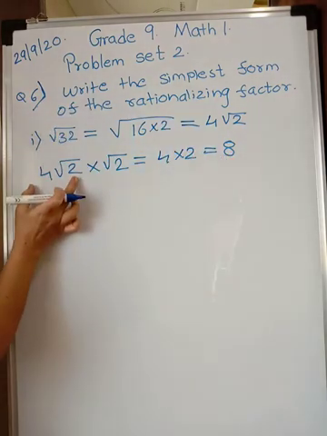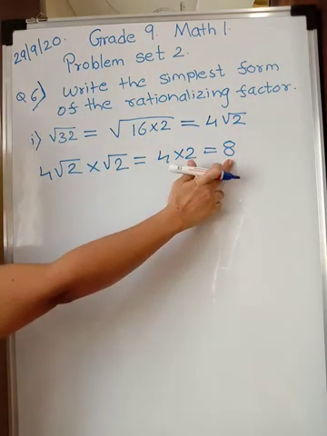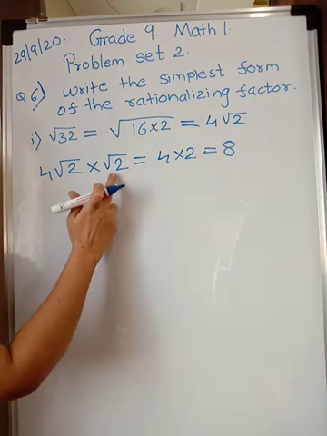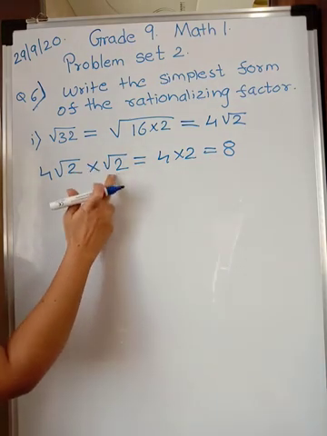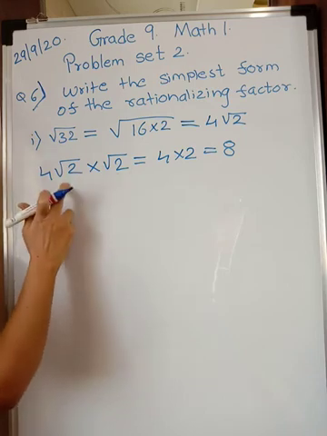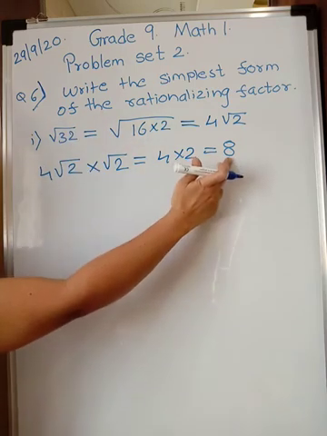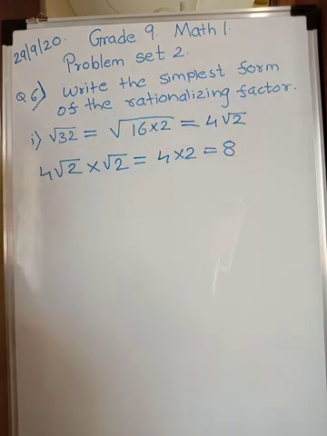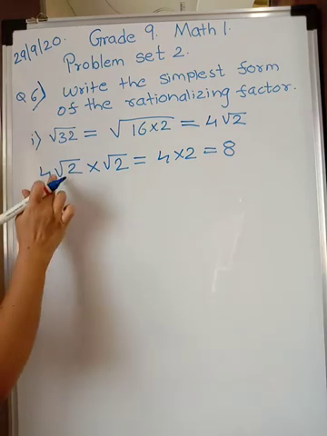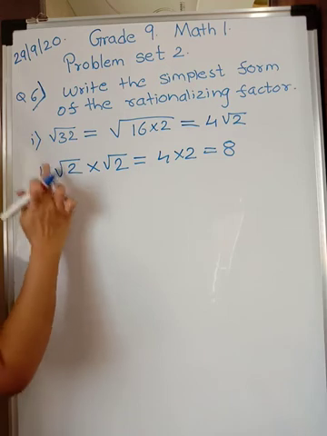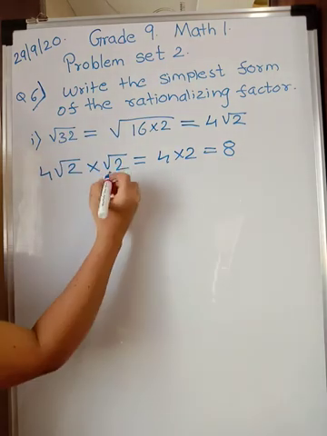4 root 2 is irrational. 8 is rational. Which number are we multiplying with? We are multiplying with root 2. Then we are able to convert an irrational number into a rational number. That is the meaning of rationalizing factor. So which is the additional number or factor by which we have multiplied the original number so that it gets converted into a rational number? It is root 2.